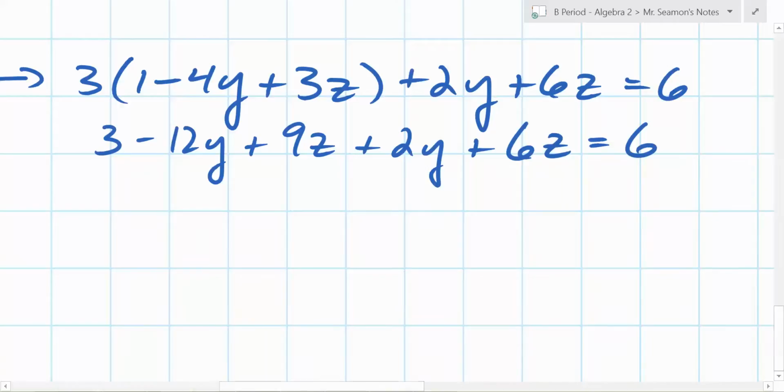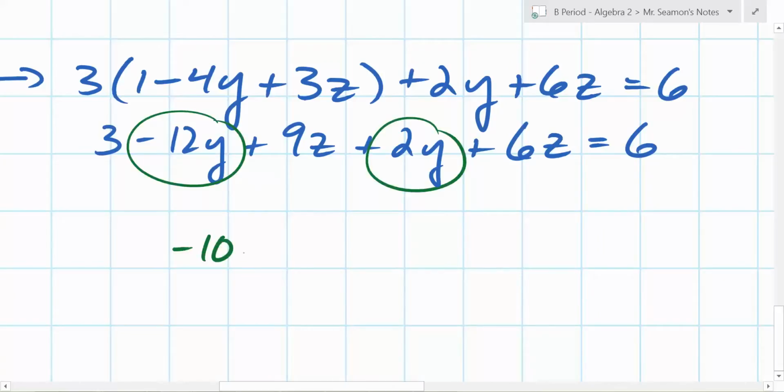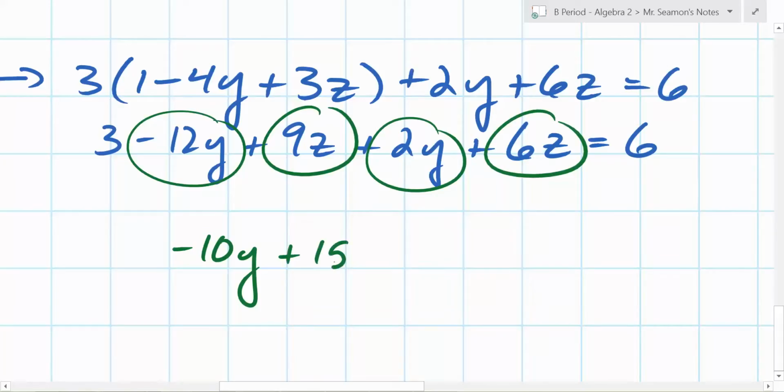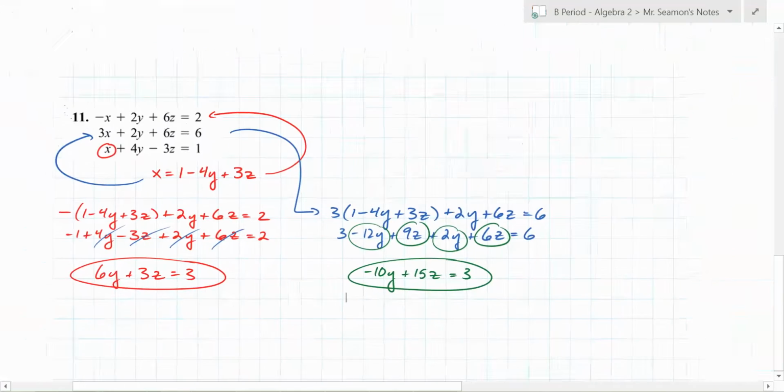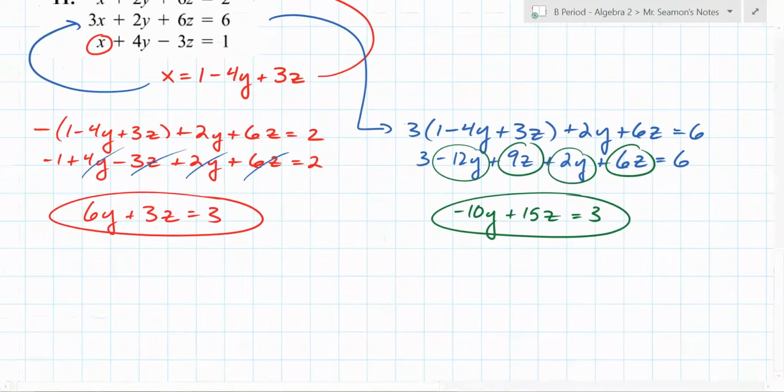So how many y's do I have on the... Let's see here. Yeah, let's do this here. So we have negative 12 of them there and 2 of them there, so that's negative 10y. And then 9z and 6z, how many z's is that? 15z equals what? 3. So how many equations do we now have? We now have 2 equations and 2 variables. Now we like to use substitution. We have 2, so this is a 2 by 2 system. That's what it's called, a 2 by 2 system.